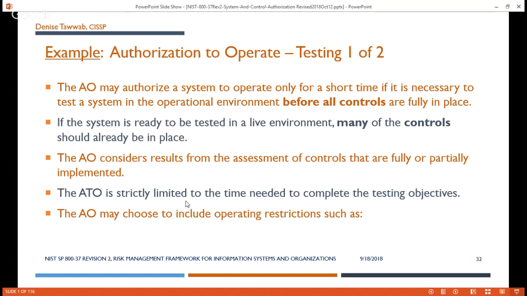testing objectives. So you've got a system under development, it's not ready to go online, but now you need to test it in a live environment. You can't just spin it up and test it. You actually have to get an authorization to operate.